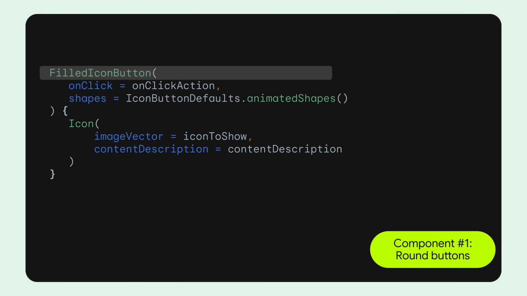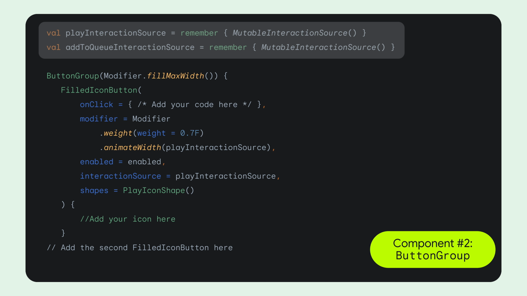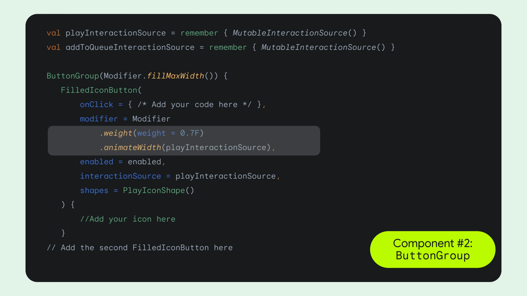In a button group, you can nest multiple buttons, so in this case, we will use two filled icon buttons. To add shape morphing, you need to declare an interaction source for each button. In this sample, we have two buttons, one for play and one for adding to queue. So we are adding two interaction sources. And then we use the animated width modifier to add the interaction source, which will adjust the width of the button based on user interaction. Note that this modifier is only available within a button group scope.